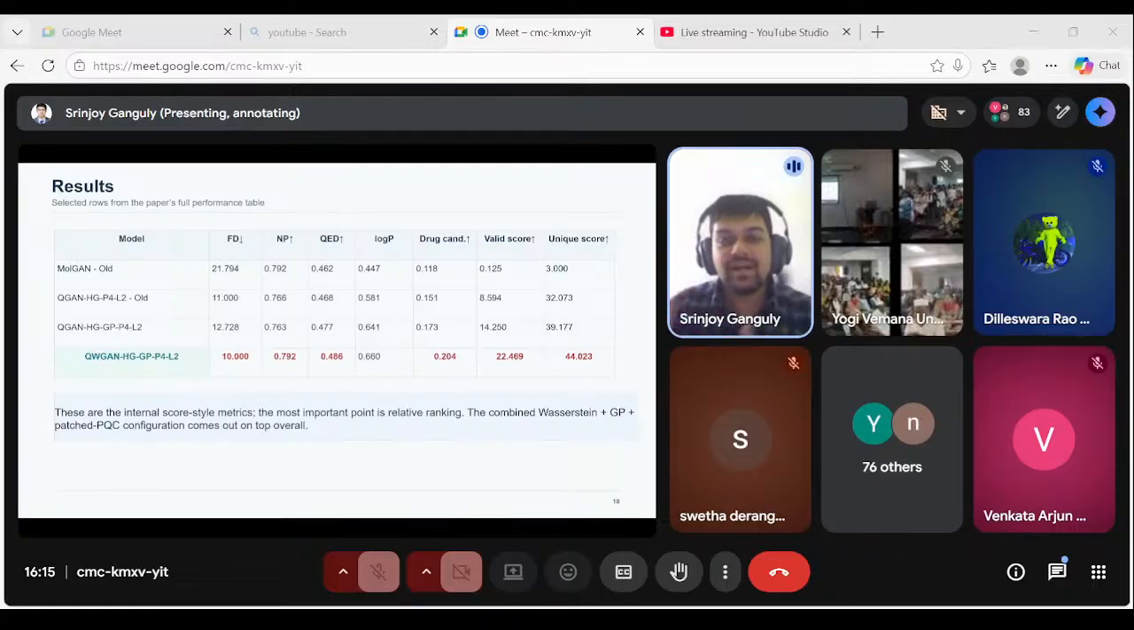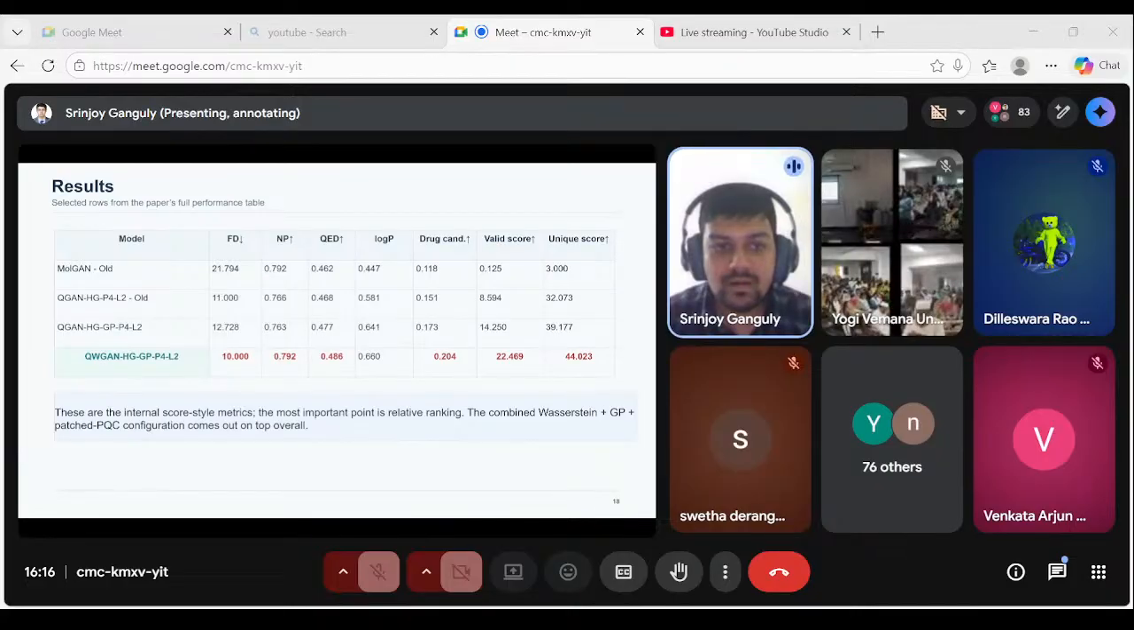Unique score means whether the generated drug samples from your model, QW with GP, of course, we are now on the best one, QW with GP, is it new? Essentially, it's unique. Is it something which does not already exist in your data set, QM9 or ZINC, any of them? Is it something entirely new? So that's what you're checking with the unique score.